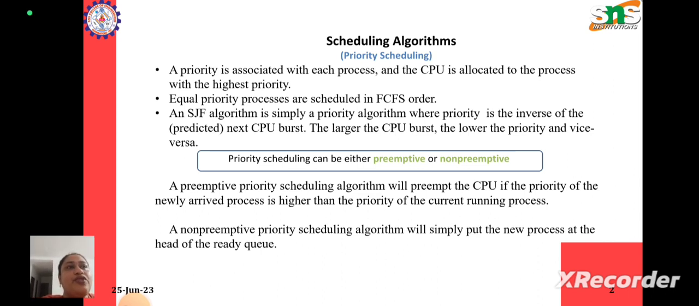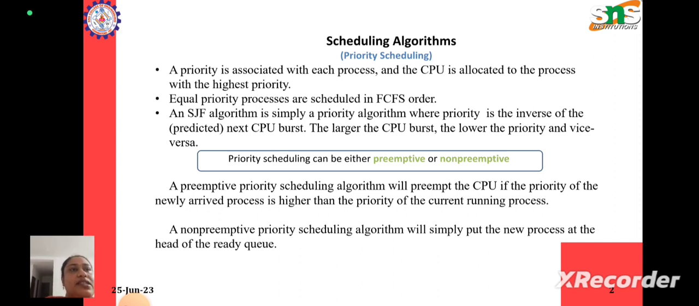If we have two or more processes with equal priority, then they will be scheduled in FCFS order, which is the first come first serve scheduling order. So if two or more processes have the same priority, the process that arrived first among them will be given the CPU first. So that is how priority scheduling takes place.